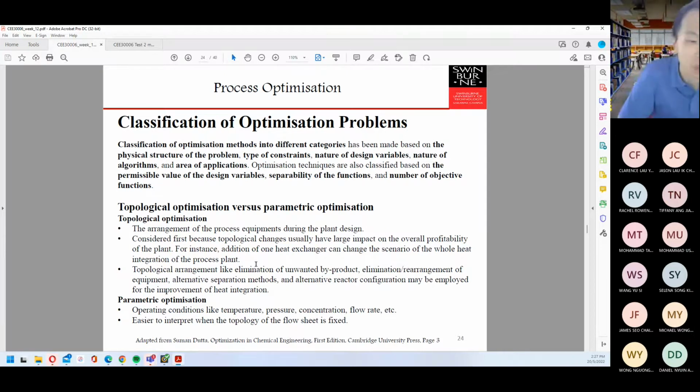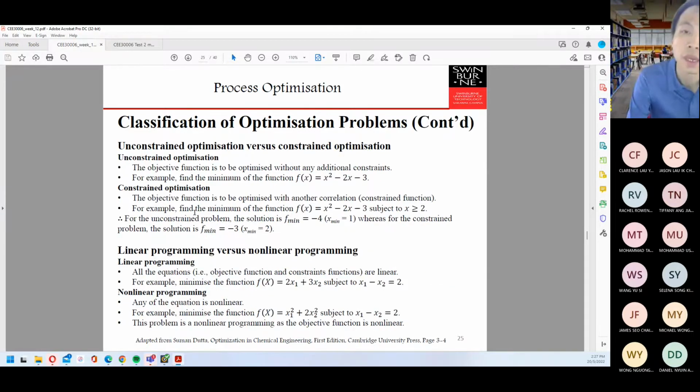In optimization problems themselves, we can classify many different types of problems. So it can be classified as topological versus parametric. Okay, I will not go into the detail on these things. I think you can read through these things by yourself if you want. I will add on when I see that the optimization problem is something that is important. And then we can also classify it as unconstrained optimization and constrained optimization.